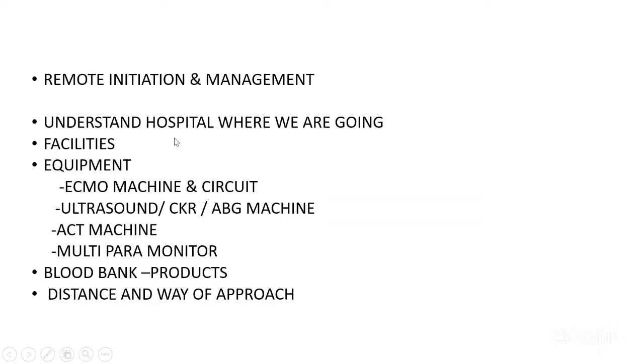You need to understand the hospital where you are going, whether it is a tertiary hospital, and what kind of facilities they have. Do they have all the kinds of monitoring facilities? Do they have an ultrasound machine, echo, X-ray, ABG, ACT? Are all those facilities there or not? For ECMO equipment such as the echo machine, do they have their own echo machine and circuit, or do you have to take your echo machine and circuit over there? You need ultrasound for the punctures, chest X-ray to confirm the position of the cannula, an ABG machine for repeat ABGs, an ACT machine to maintain the anticoagulation, and a multi-para monitor.